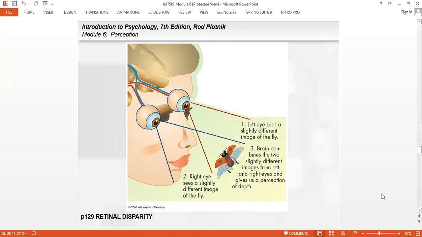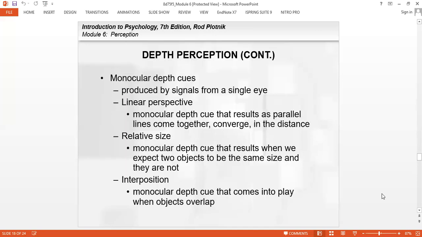Retinal disparity: the left eye sees a slightly different image of the fly. Second, the right eye sees a slightly different image of the fly. The brain combines the two slightly different images from the left and right eyes and gives us a perception of depth.